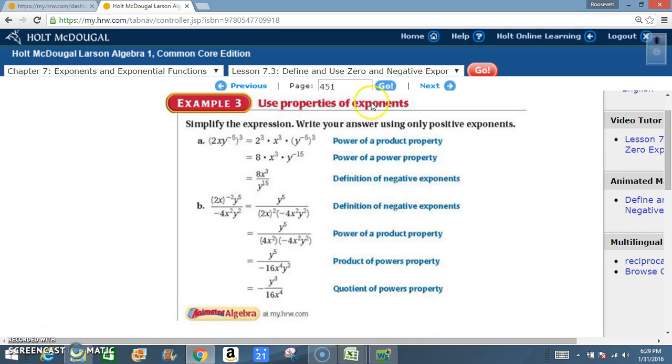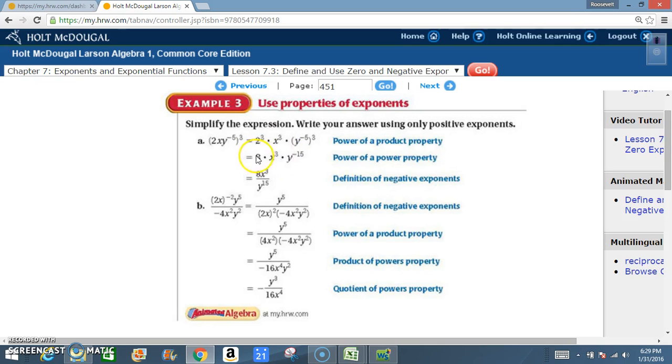Example 3, use properties of exponents. Simplify the expression. Write your answer using only positive exponents. All right, so A, we have 2 times xy to the negative 5, raised to the power of 3. 2 to the third is equal to 8. X to the first raised to the third equals x to the third. 1 times 3 is 3. Y to the negative 5 times 3 equals y to the negative 15.